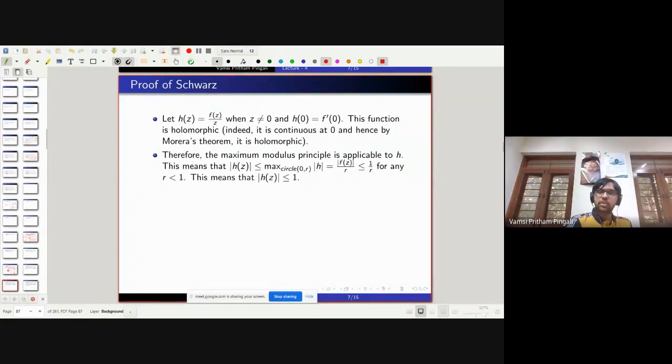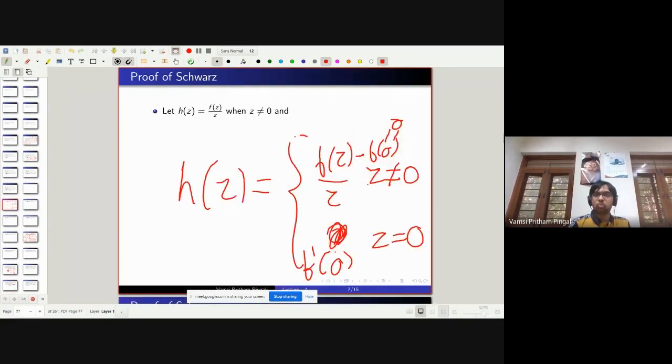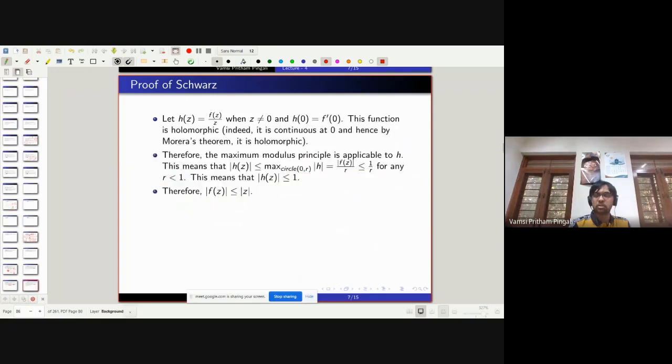So this means that mod of h of z is less than or equal to 1. Why? Because suppose mod of h of z is strictly larger than 1, then surely you can find a contradiction using this. You can find some r less than 1, which is close enough to 1, that will contradict that statement. So this is the case. Okay. So that already proves one part of Schwarz's lemma, actually. So mod f of z is less than or equal to mod z. Okay. So that proves one part of Schwarz's lemma.